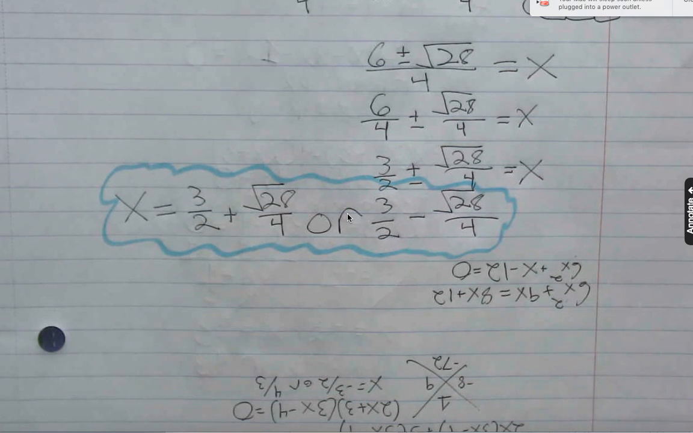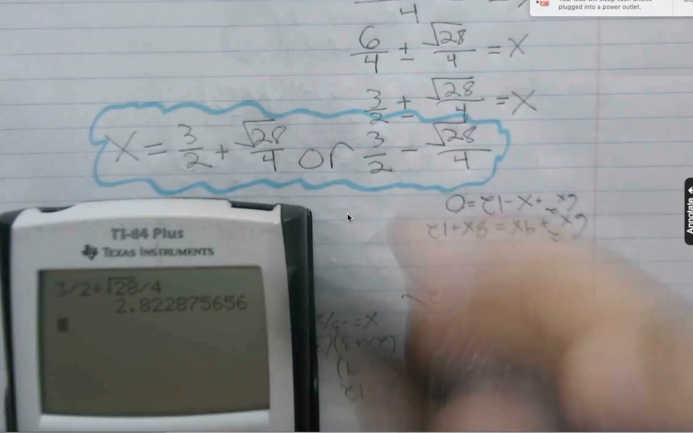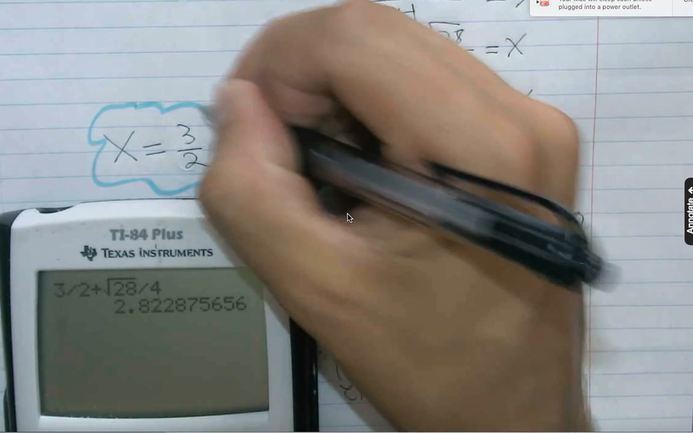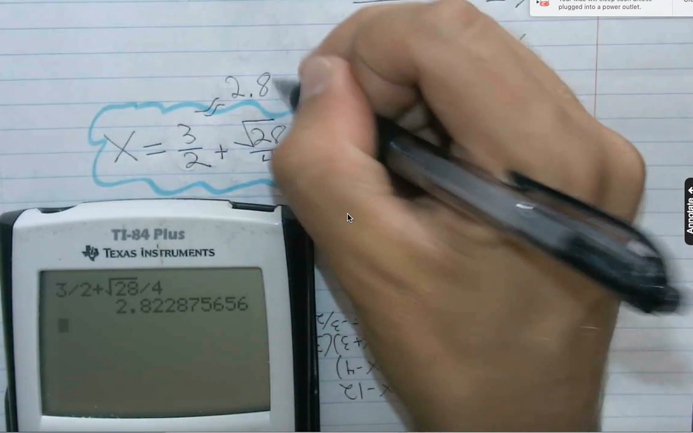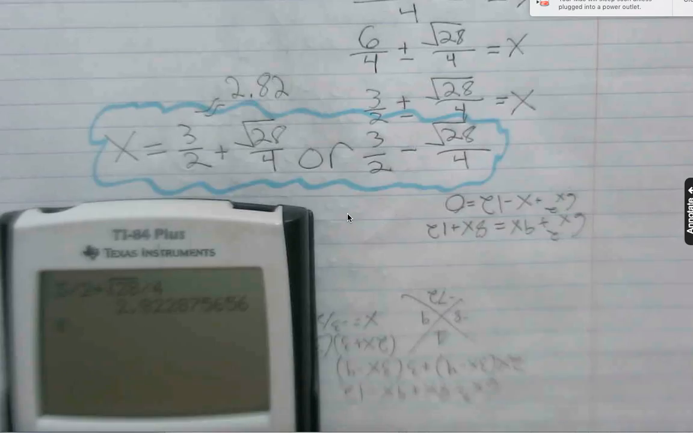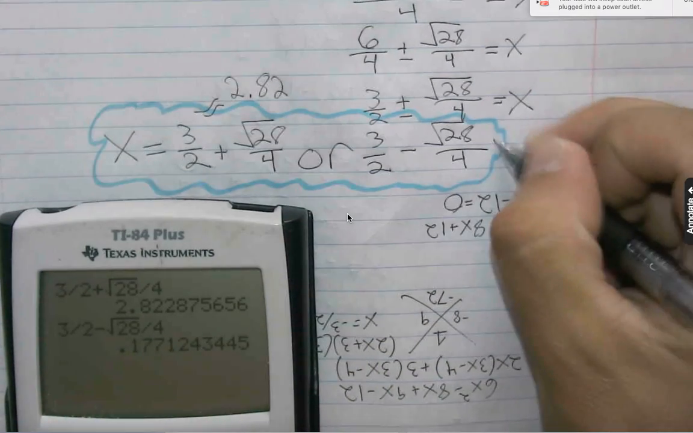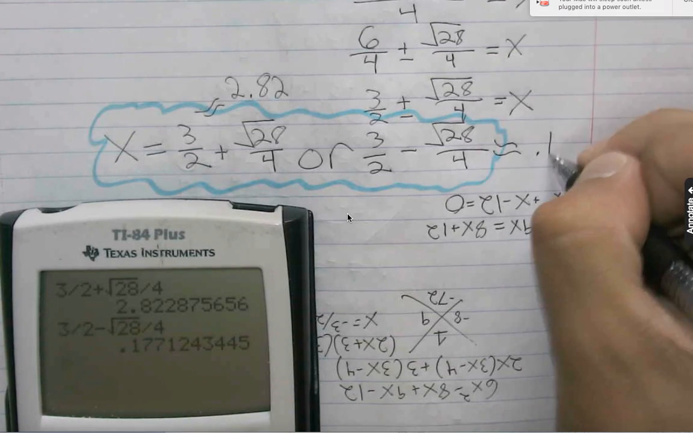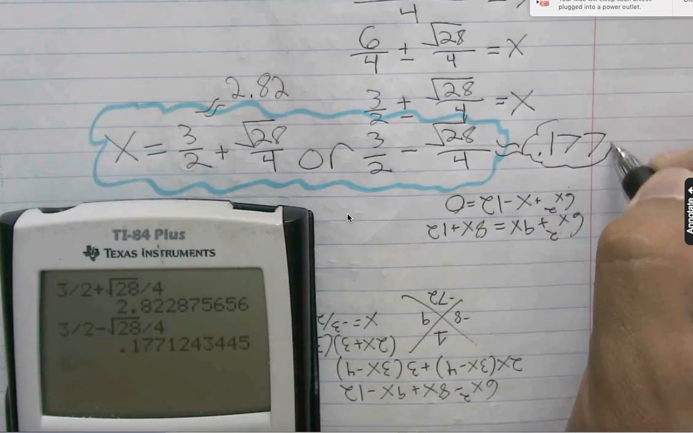If we decided to check our calculator for what the outcome is going to be, the 3 halves plus the root 28 over 4 would be approximately 2.82. And if we took the other setup, that would be approximately 0.177. So if you're curious about the decimals, that's what this would get us.